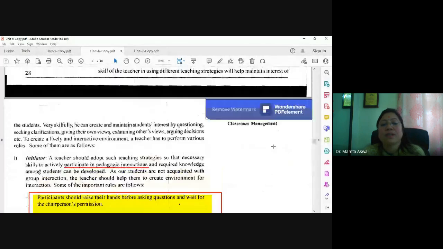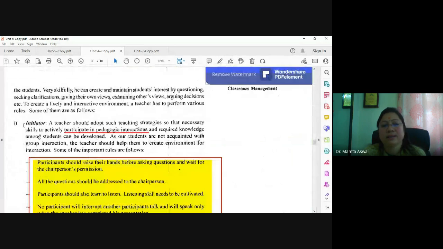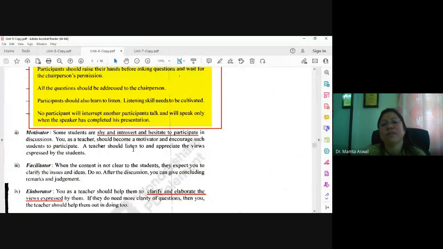Now, how to develop a lively interactive classroom? First thing, initiator. The teacher must be an initiator. He must adopt certain strategies so that every child participates in the activities. He must be a motivator. He must motivate the students. There are many types of students inside the classroom. Some students are active, some are passive. So he must motivate the shy, introvert, passive or lonely students also.